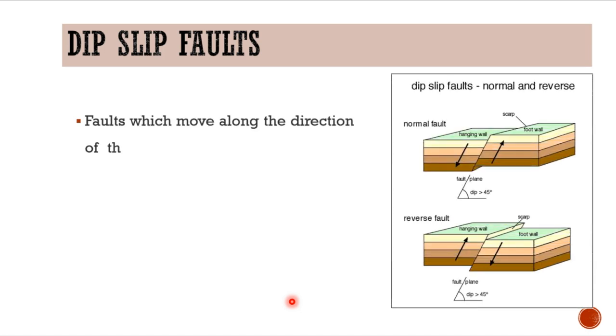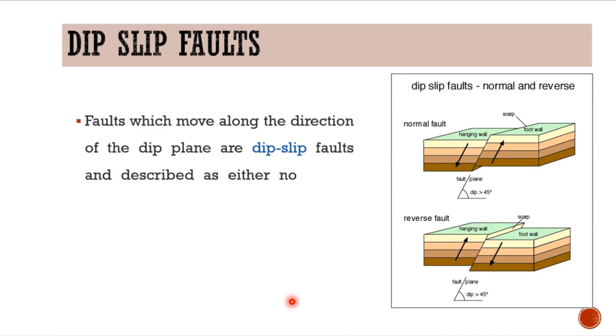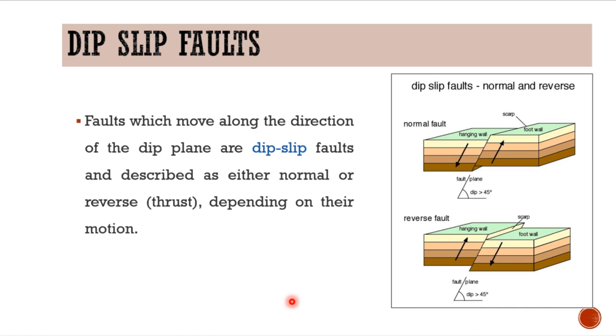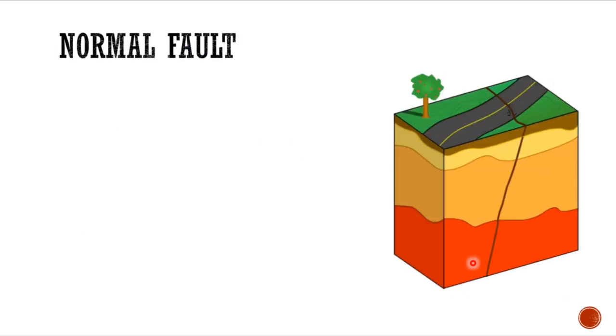First one is dip slip faults. Faults which move along the direction of the dip plane are dip slip faults and are described as either normal or reverse depending on their motion. The faults which move along the direction of the dip plane are known as dip-slip faults. First type of dip-slip fault is normal fault.